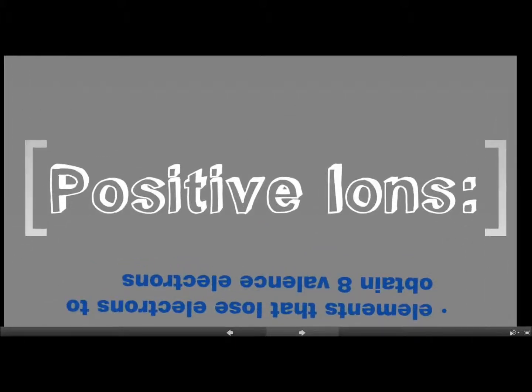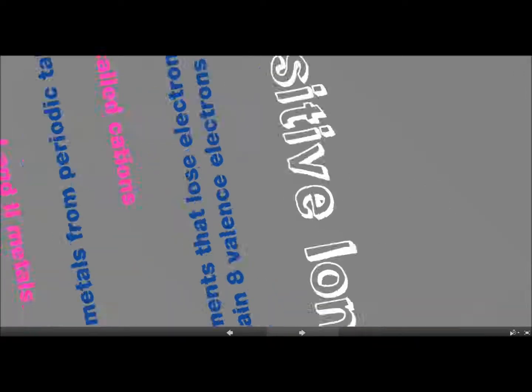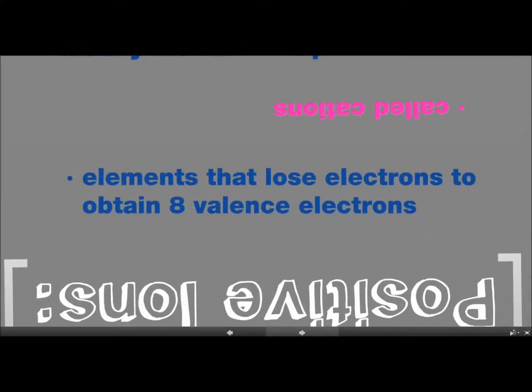Okay, so we're going to talk about some things about positive ions here. Positive ions are elements that lose electrons to obtain that 8 valence electrons. Sometimes people find that to be confusing, but think about it. If you have positive protons and negative electrons, your overall charge is going to be positive if you've lost electrons, which are negative. Positive ions are called cations. Some people will pronounce that "cations."